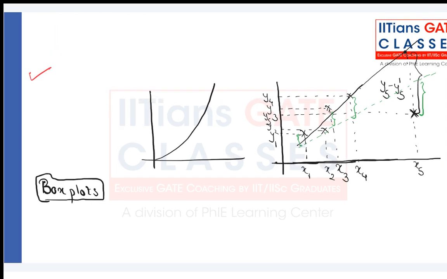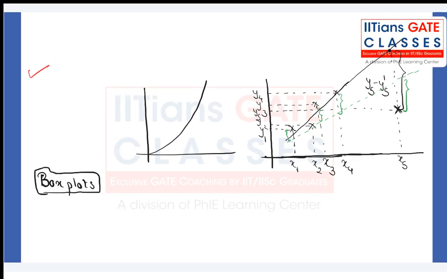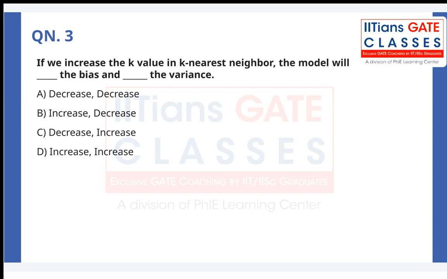So the next question here is, if we increase the value of k in a KNN, the model will dash the bias and dash the variance. Okay, so I have already taught you a lot about KNN, right? So take 1 minute, think about it, and let me know what you think about this answer.